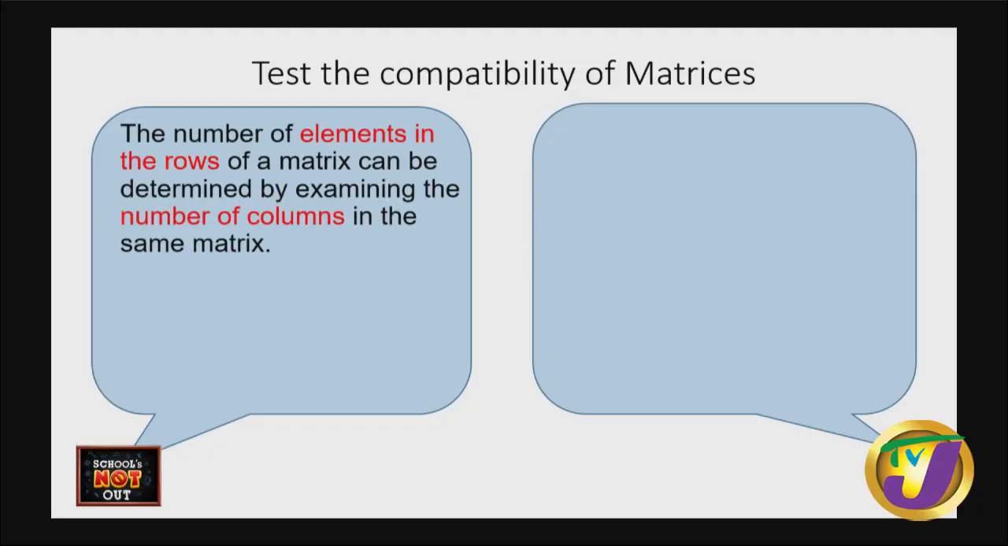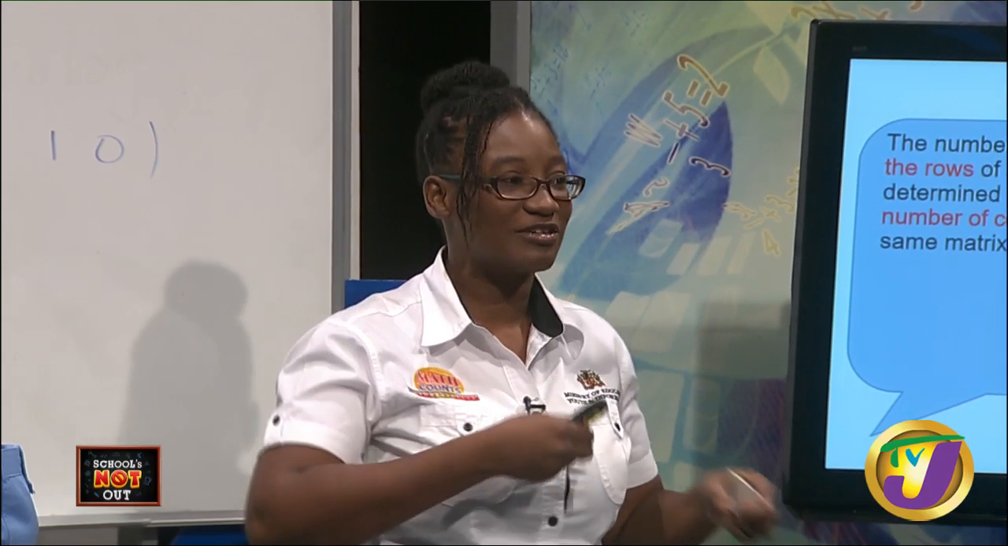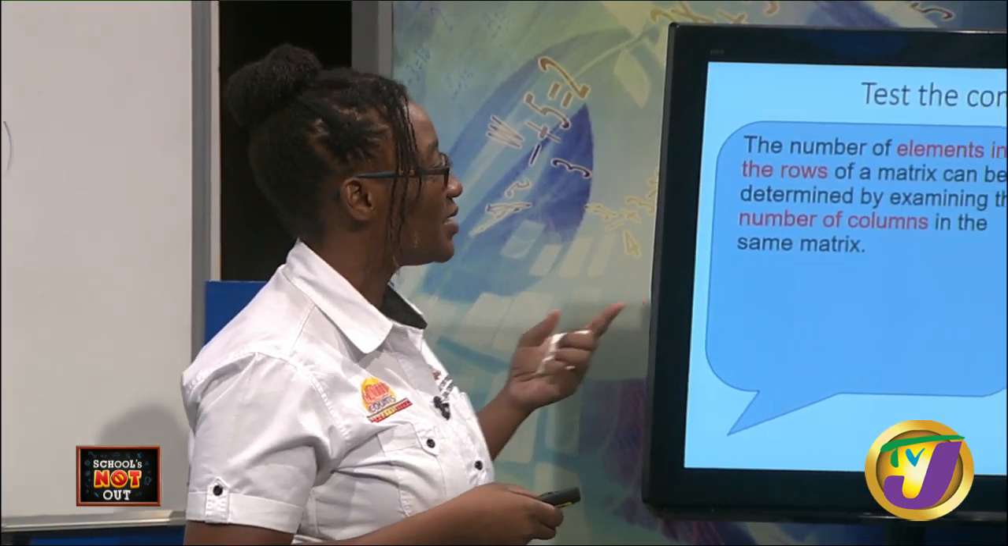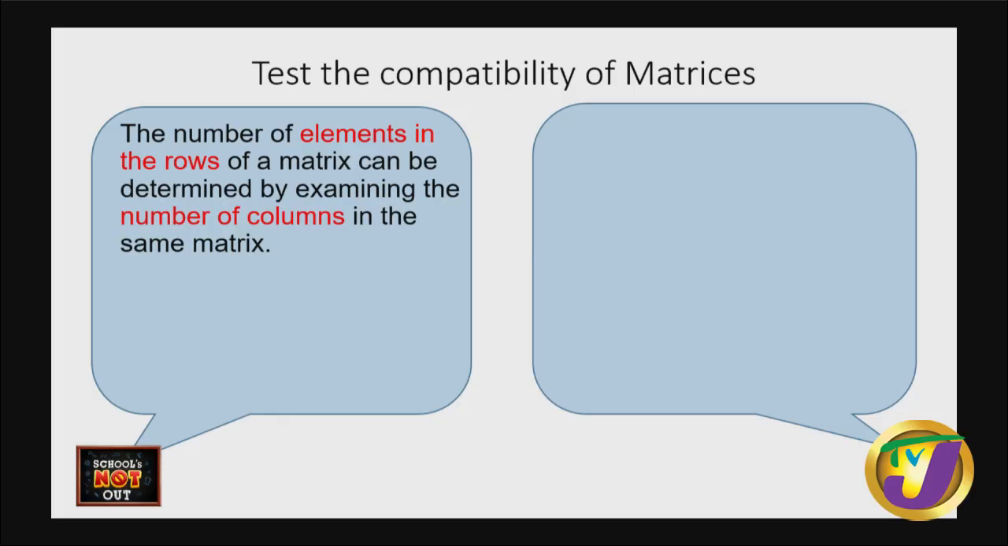Okay, so the number of elements, and this is interesting, and I want our students to really zoom in on this piece of information because it's very, very important. The number of elements in the rows of a matrix can be determined by examining the number of columns in that same matrix. So I'm going to bring up an example, but let's look at this also.